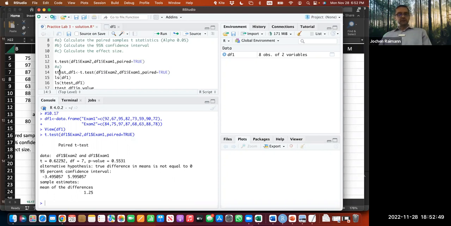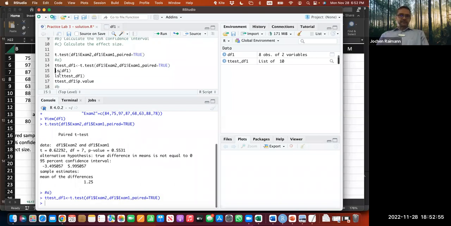If we now click on line 14 and run line 14, Control and Enter, it does something. Data frames are being packed into objects. So df1 is the so-called object. An object can contain data, an object can contain analyses, an object can contain text, it can contain models, whatever you want to pack. Now we're packing our t-test into t-test.df1.